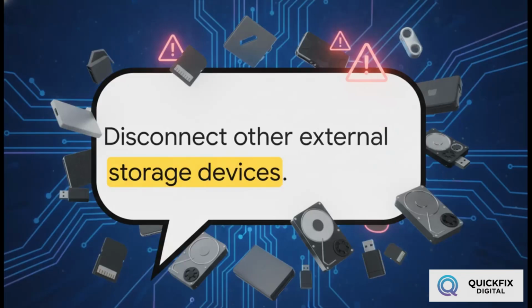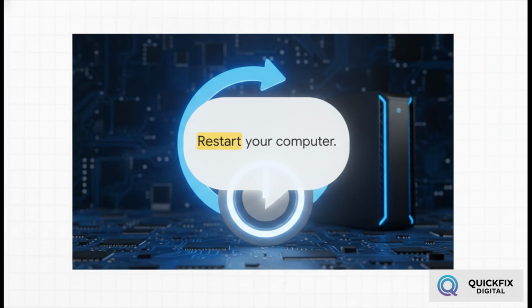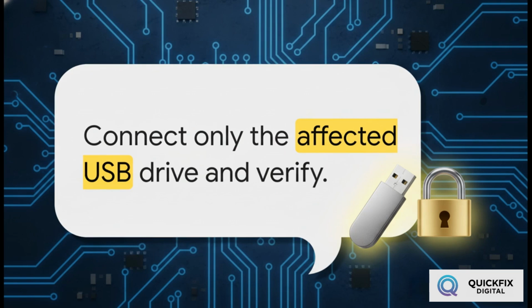Still acting up? Our third fix tackles conflicts caused when multiple storage devices confuse Windows. Let's clean house. Safely remove all other unnecessary USB drives, memory cards, or external disks. Next up, restart your computer. This completely clears Windows memory of those extra connected devices. Now, connect only that affected USB drive. Fingers crossed it finally keeps its assigned letter.